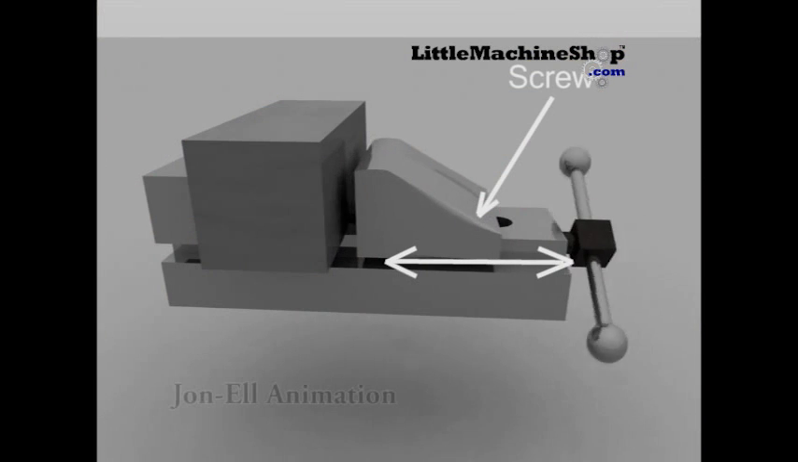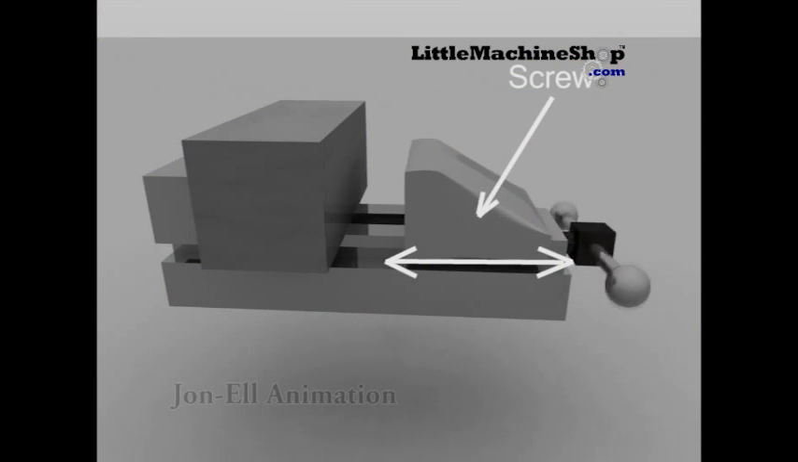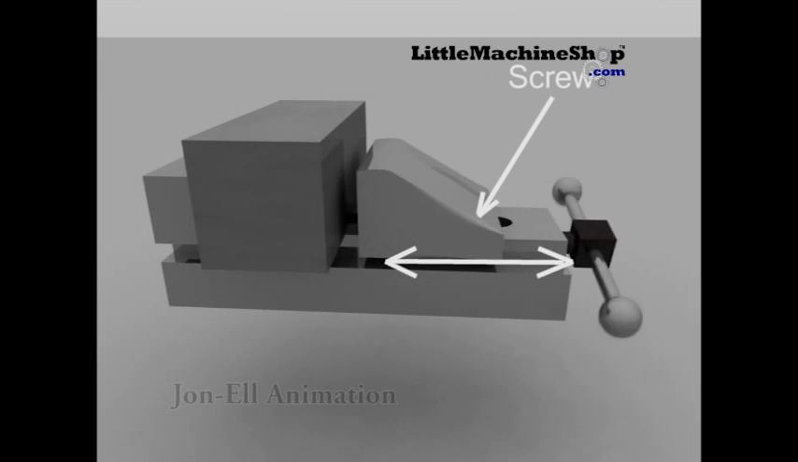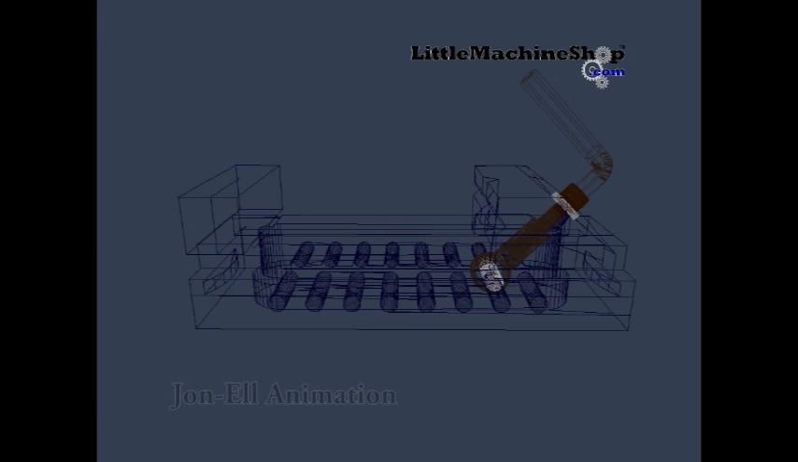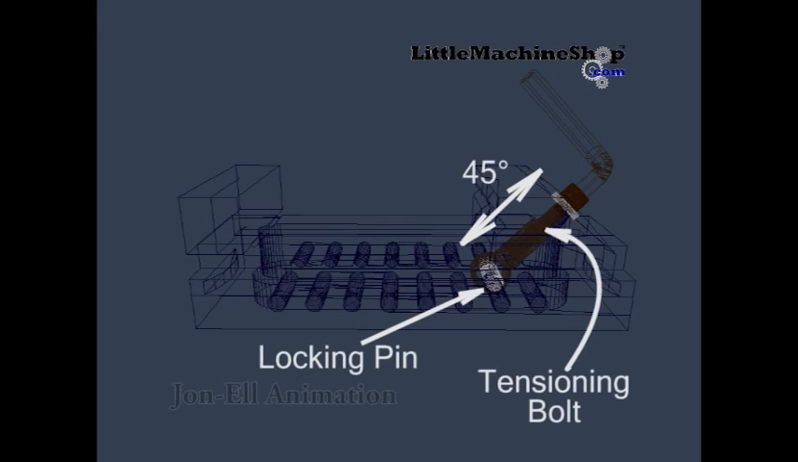Its counterpart uses a coarse threaded screw. Adjusting this type of vise requires the screw to be rotated many times to change the opening. The screwless vise requires no gib or retaining plate.